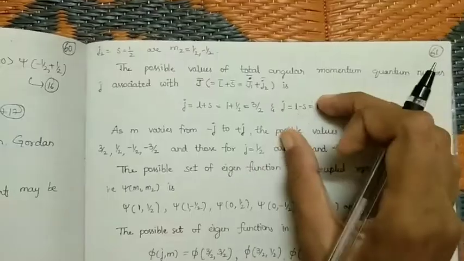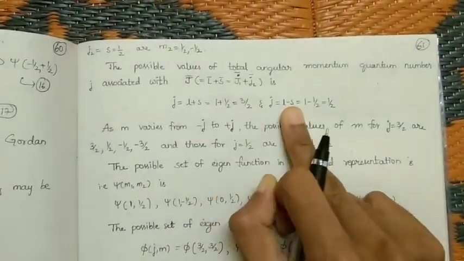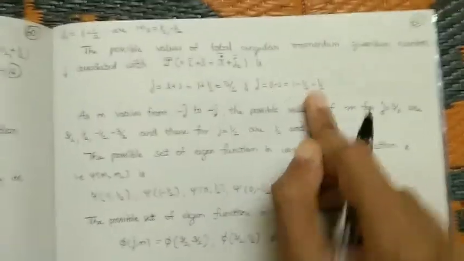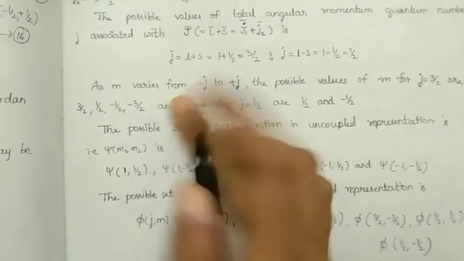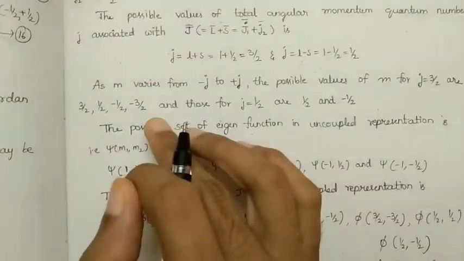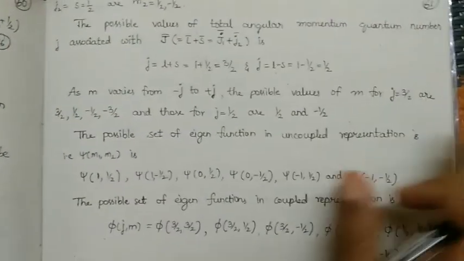So the possible values of total angular momentum are L plus S, that is 3 by 2, and L minus S, that is half in this case. These are all the possible values of total angular momentum. And now we need to consider separately the values of the magnetic quantum number for these J values.